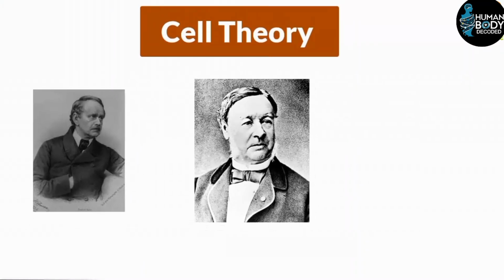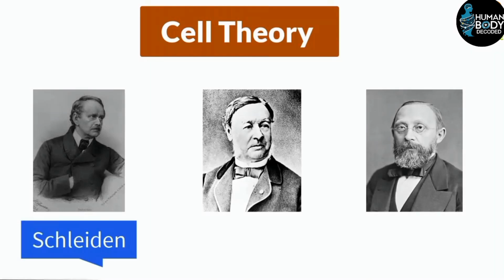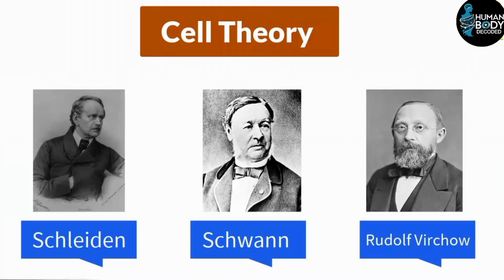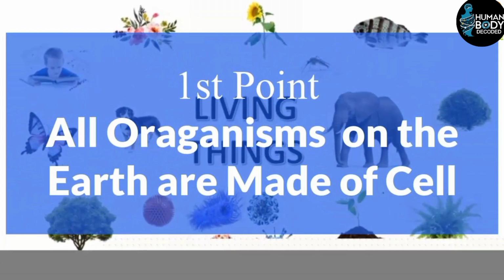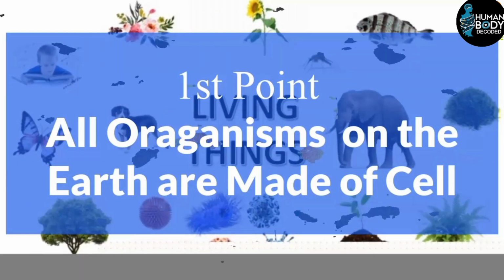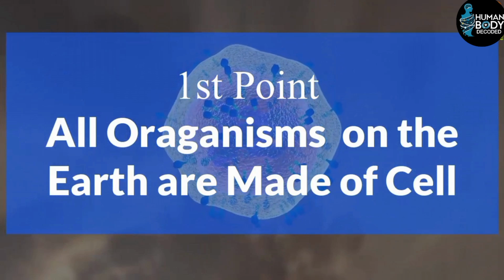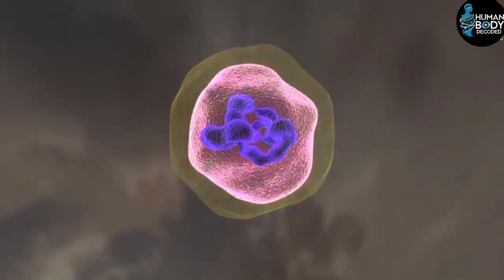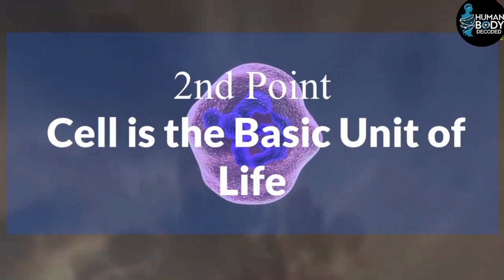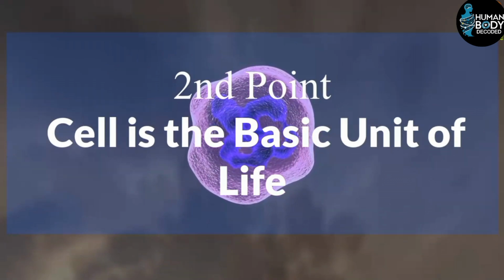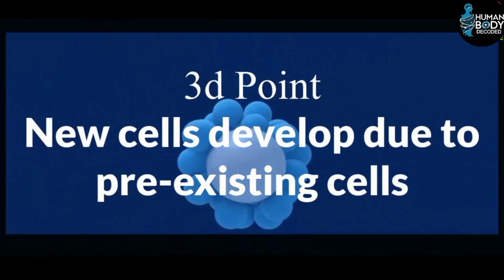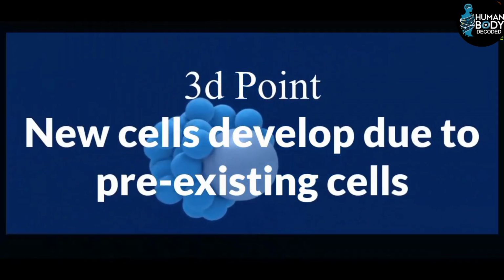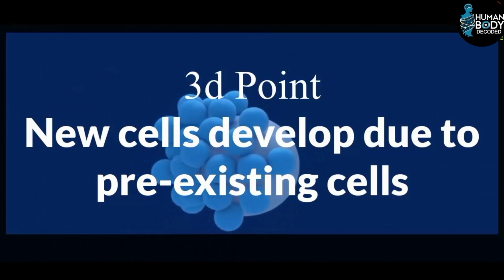Cell theory was proposed by three scientists, Schleiden, Schwann, and Rudolf Virchow. Each of them contributed to the formation of cell theory, which consists of three main points. Point number 1, all living organisms on Earth are made up of cells. This means every living thing, from plants and animals to fungi and bacteria, is composed of cells. Point number 2, the cell is the basic unit of life. In other words, the cell is the fundamental structural and functional unit of all living organisms. Point number 3, new cells arise from pre-existing cells. This means that new cells are formed when existing cells divide.